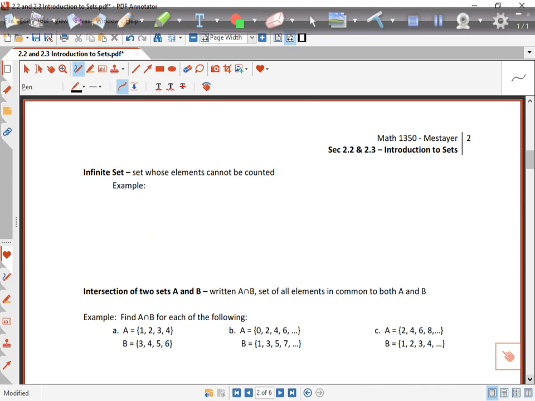Now, an infinite set is a set where we cannot count how many elements there are. So a couple of examples are the natural numbers, which I talked about just a minute ago. Those are our counting numbers. Okay, they go on forever.